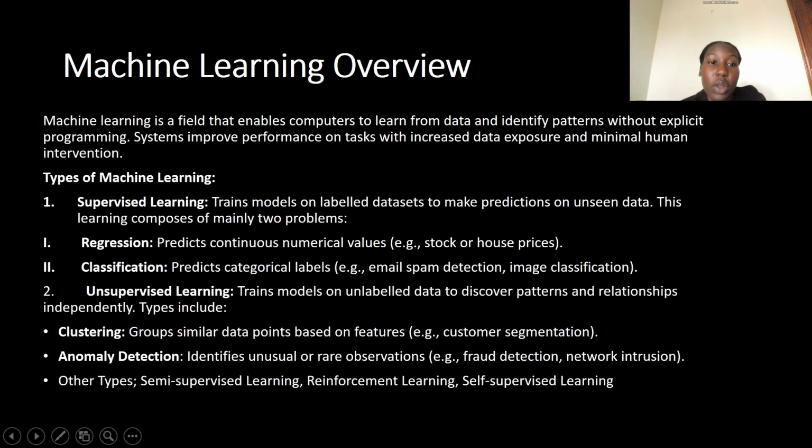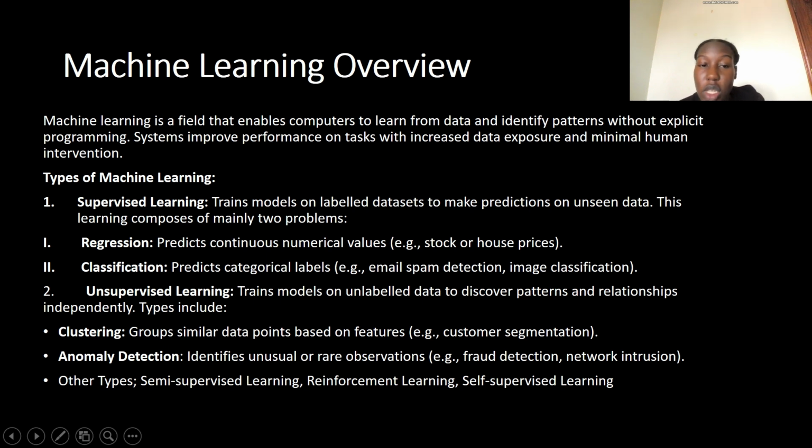And then the other type is anomaly detection, which involves identification of unusual or rare observations in the data that do not conform to the expected patterns, and this is applied in fraud detection or network intrusion. To note, there are other types of machine learning, such as semi-supervised learning, reinforcement learning, self-supervised learning, each with its own unique applications and methodologies.